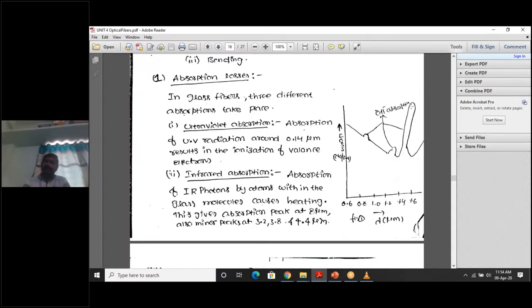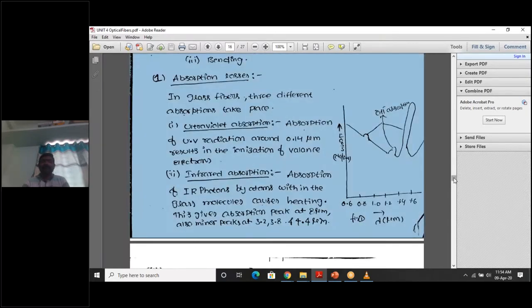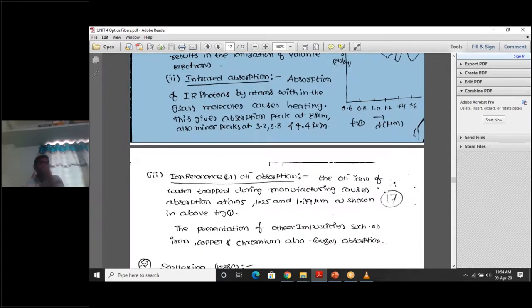This is a peak. Which peak? Absorption peak. This absorption peak gives a value of wavelength. At this wavelength, the light is completely absorbed, or the maximum amount of light got absorbed. So which lights are those? OH minus ions generally absorb 0.95 very little, 1.25 moderately, and 1.39 micrometer very strongly. If these wavelengths are passed inside the optical fiber and it contains water molecules inside the core medium, then it absorbs these wavelengths. So the output does not have these wavelengths. So these are called OH minus absorption.